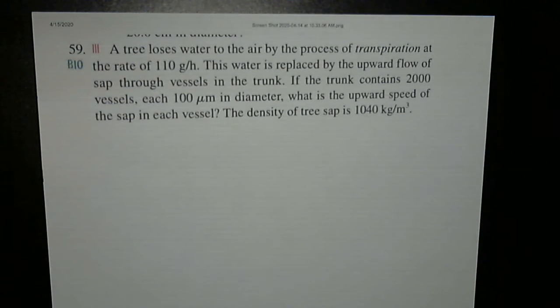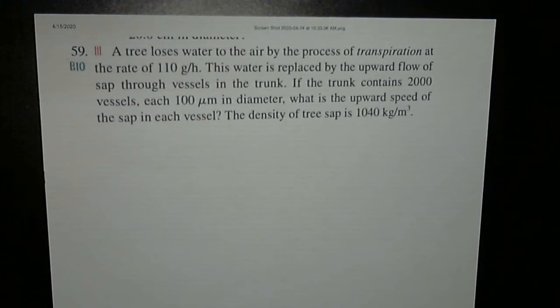All right, guys, so for number 59, the problem says a tree loses water to the air by the process of transpiration at the rate of 110 g per h. This water is replaced by the upward flow of sap through vessels in the trunk. If the trunk contains 2,000 vessels, each 100 μm in diameter, what is the upward speed of the sap in each vessel? The density of the tree sap is 1040 kg per meter cubed.